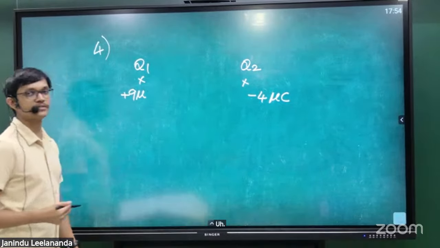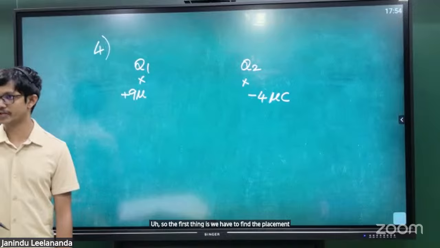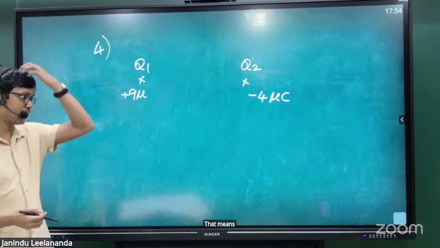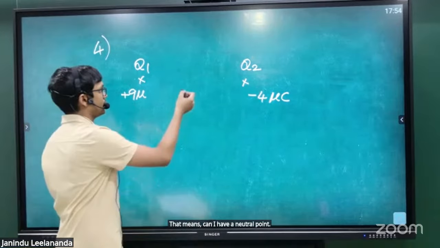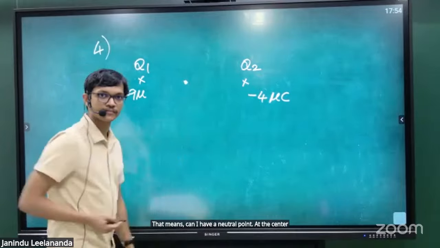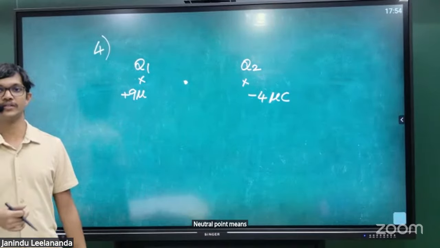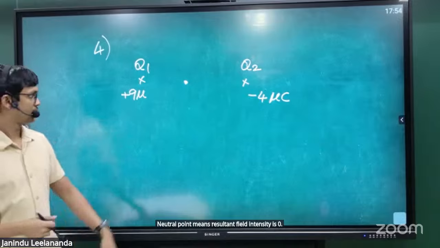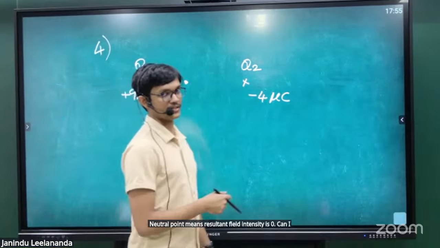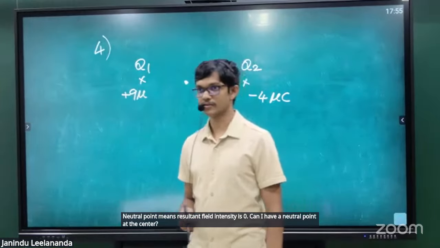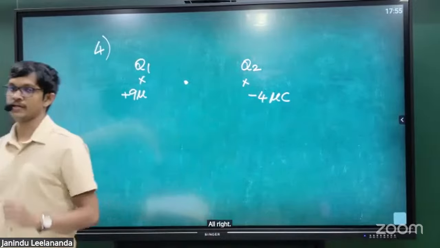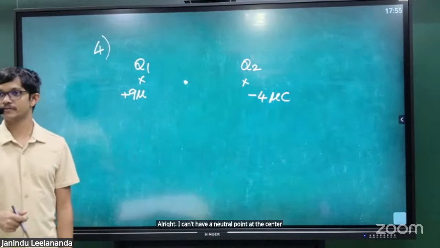So the first thing is we have to find the placement of the neutral point. Can I have a neutral point at the center? Neutral point means resultant field intensity is 0. No, I can't have a neutral point at the center. Why?